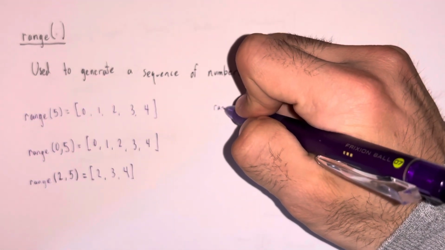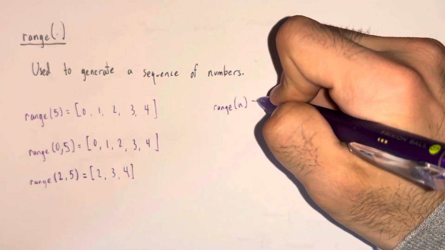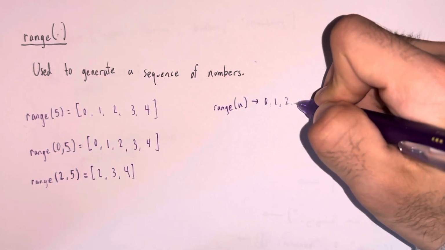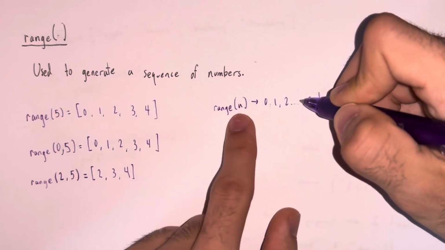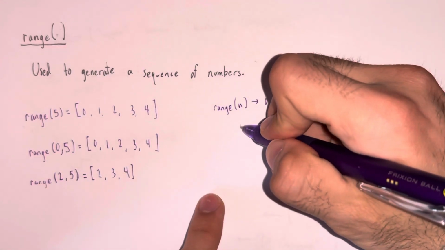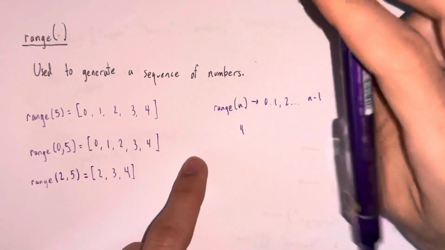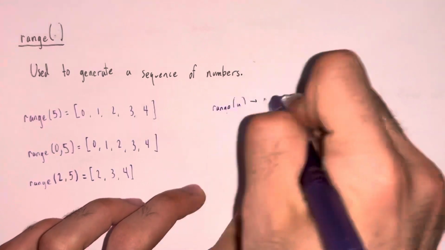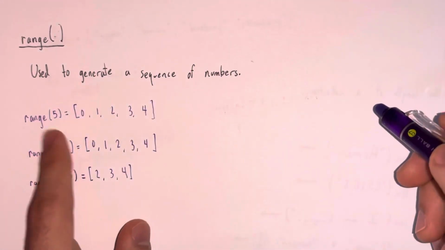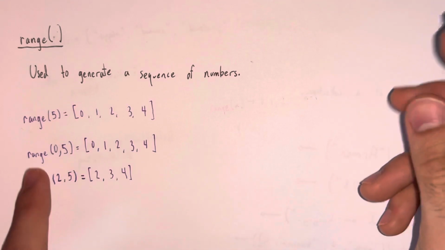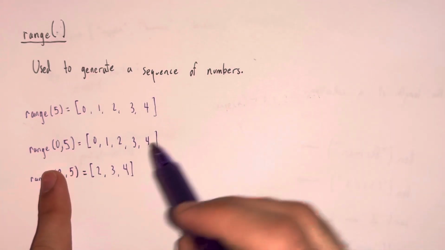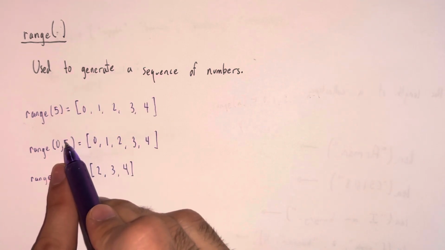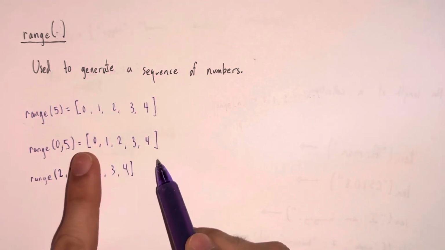So if you have range n, it's going to show 0, 1, 2, ... until you get to n minus 1. N is the last number. So if you had 4, n minus 1 is going to be 3. That's the idea. Hopefully that makes sense. Range 5 is going to do 0, 1, 2, 3, 4. Range 0, 5, that's saying, okay, we're going to start at 0, and then we're going to go to the second to last thing from 5. So 0, 1, 2, 3, 4.